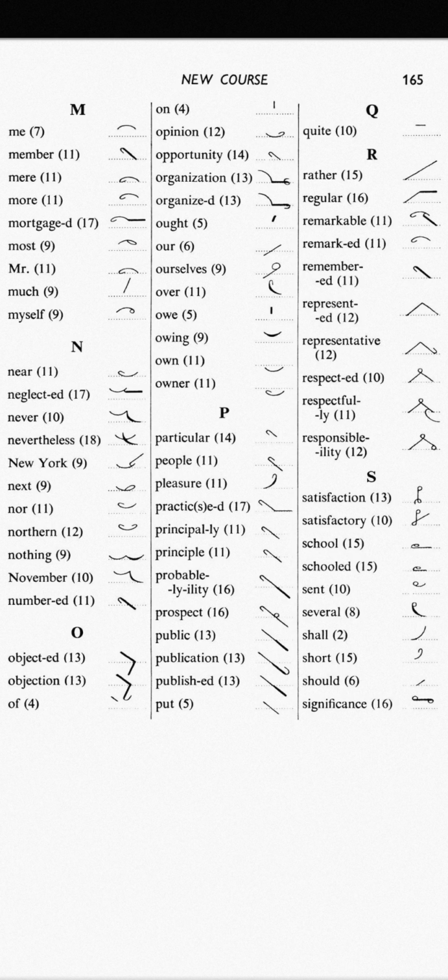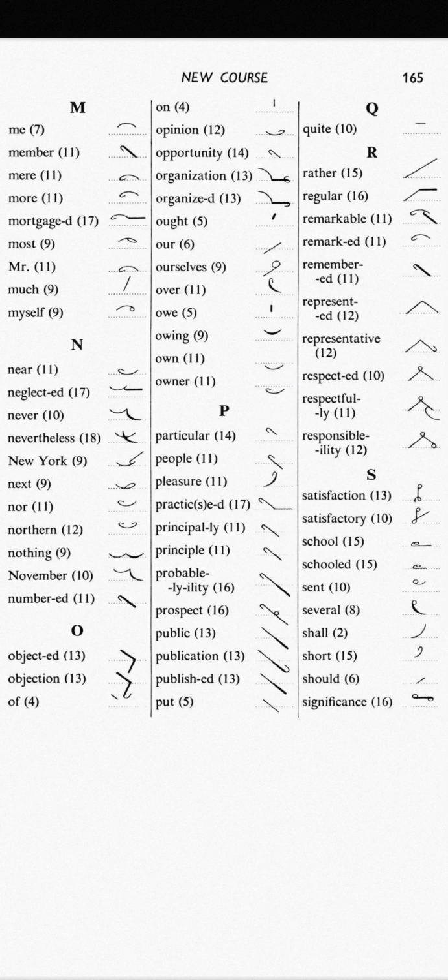P stroke with R hook half here above the line for particular. P stroke with L hook through the line for people. Z stroke with R hook on the line for pleasure. P stroke with R hook on the line, K for practice or practiced. P stroke through the line with R hook for principle, principally. P stroke with R hook through the line for principle.